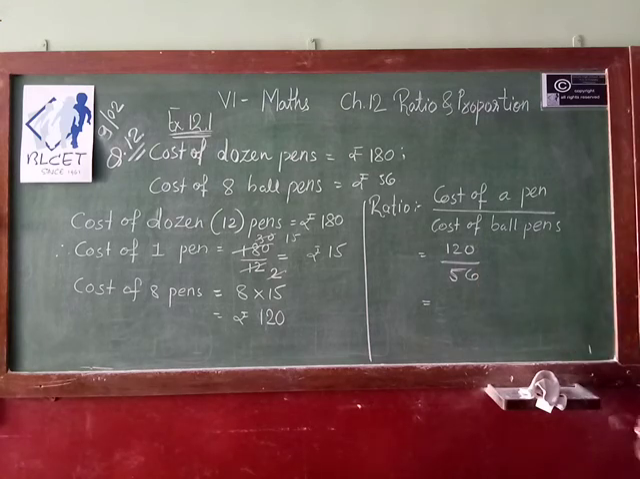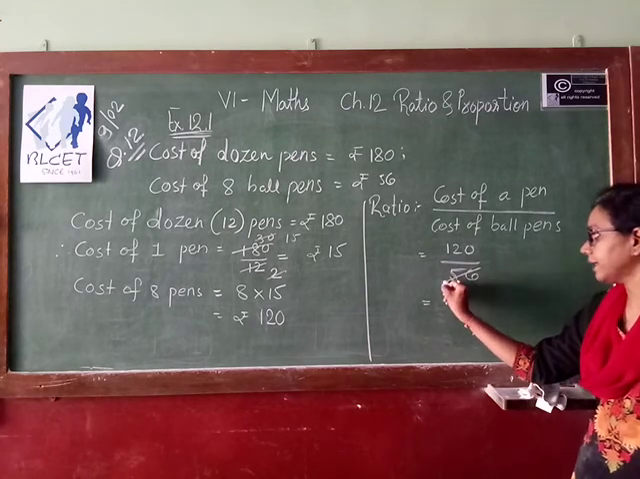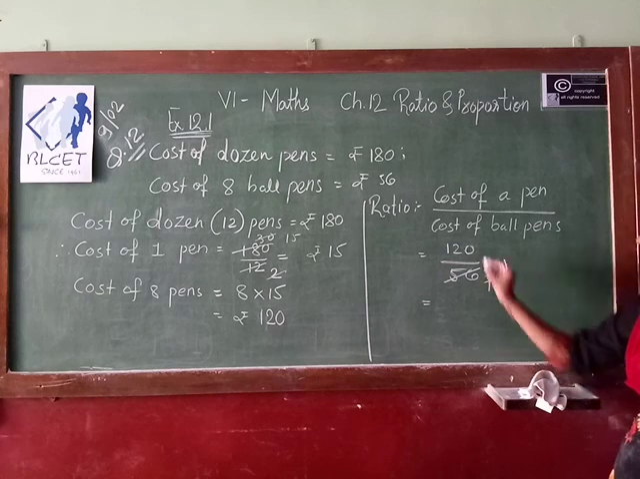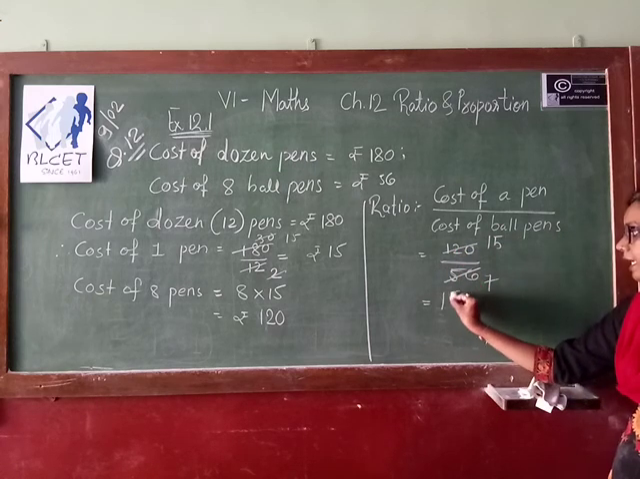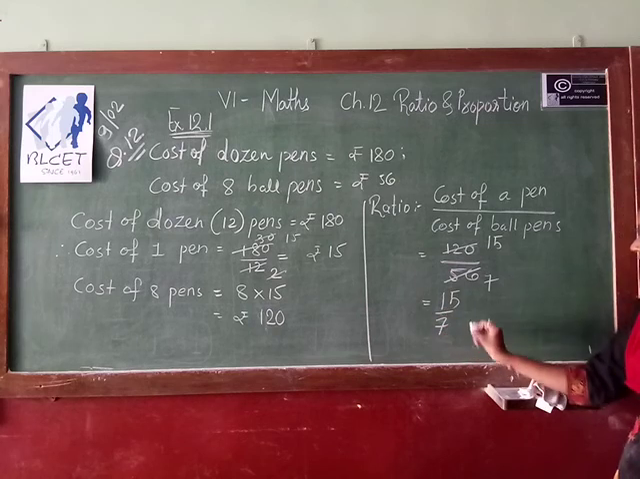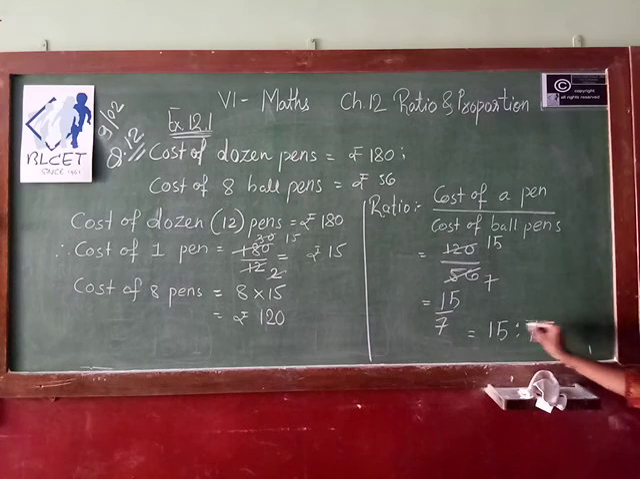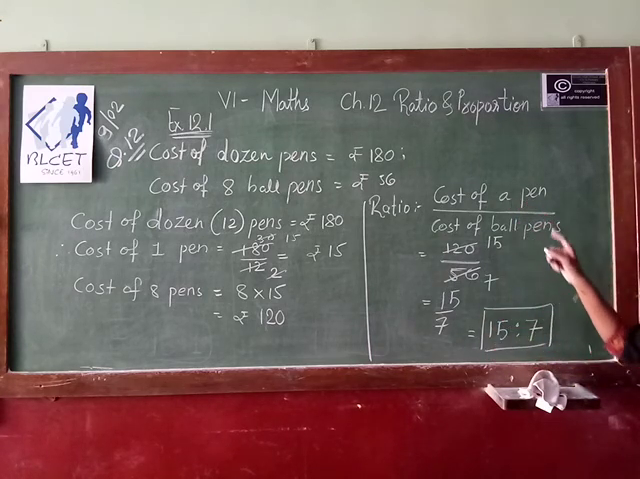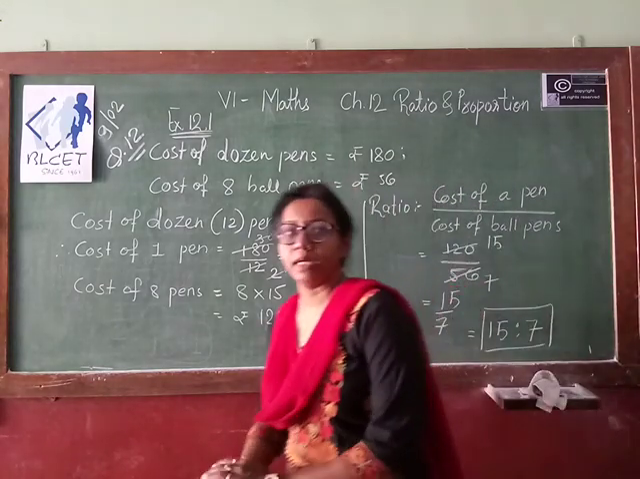So when we do the cancellation, this can be divisible by 8 and this can be divisible by 8. So what ratio are we getting? 15 divided by 7, which is equal to 15 is to 7. So this way we can find the ratio of cost of pen to cost of ball pen. So this way we can solve question number 12.